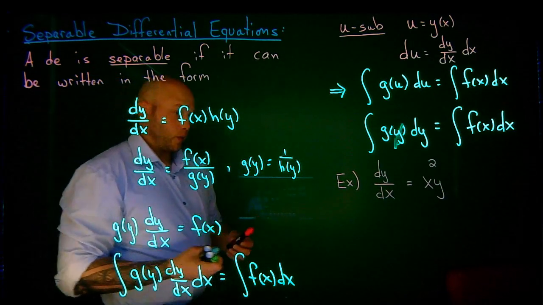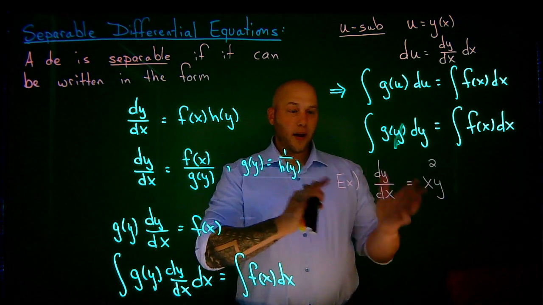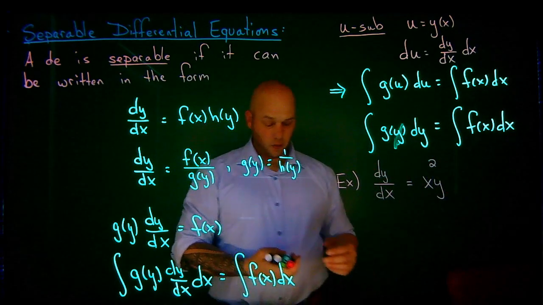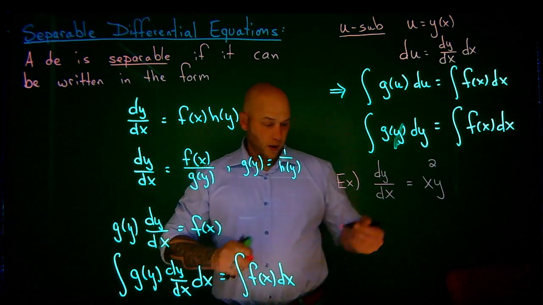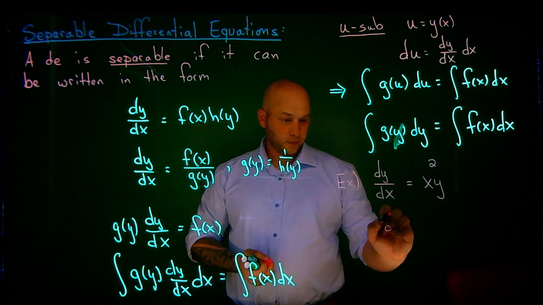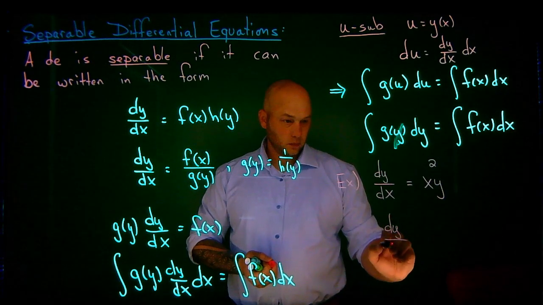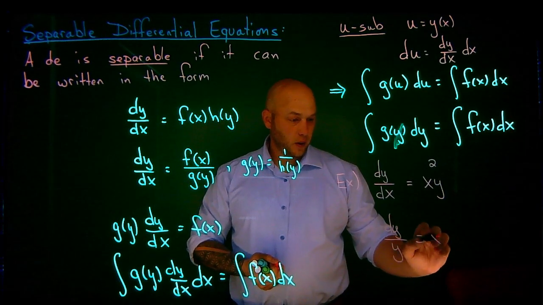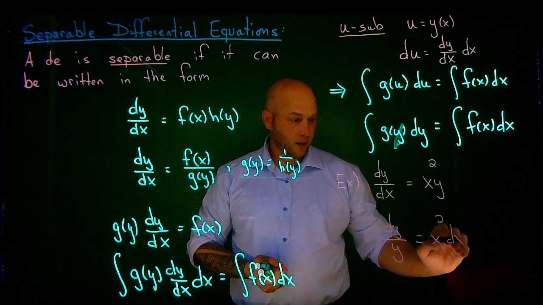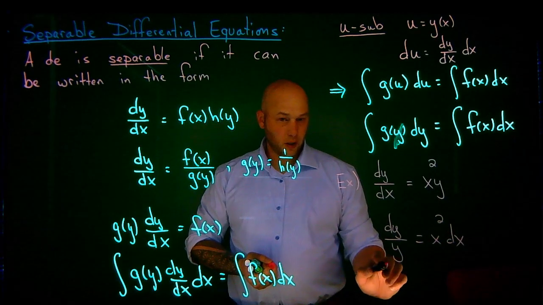Again, what we do is we separate all the y terms on the left, all the x terms on the right, and therefore I would get dy over y is equal to x squared dx. And then we integrate both sides.